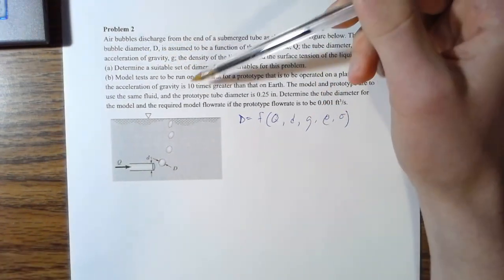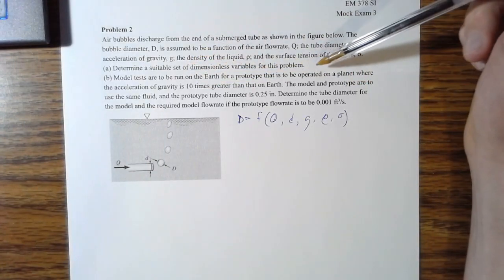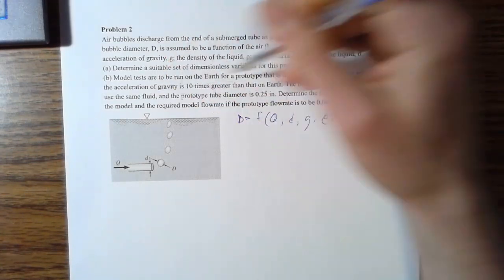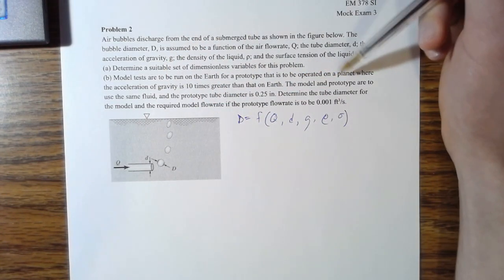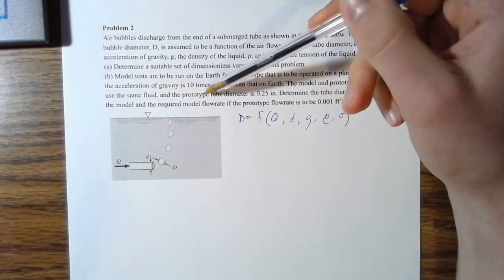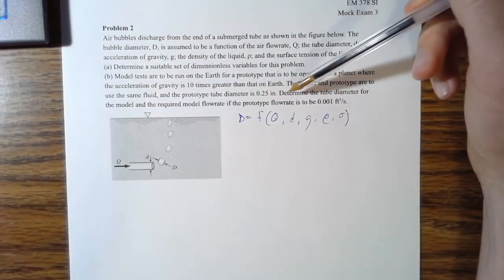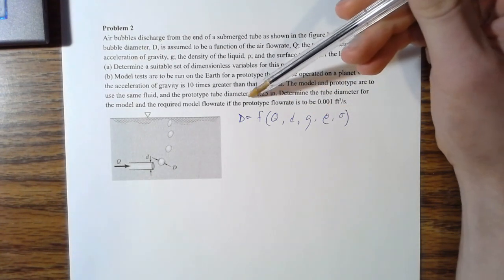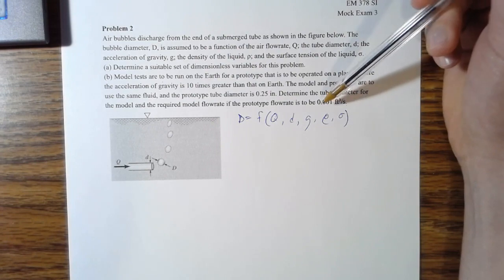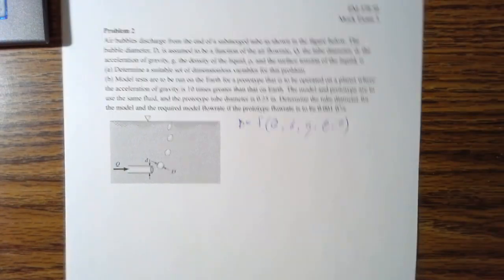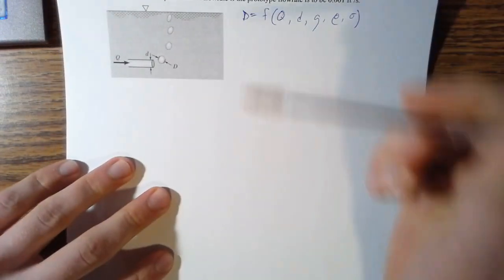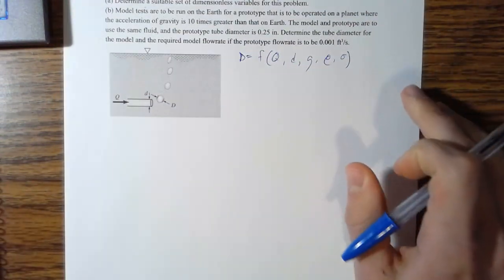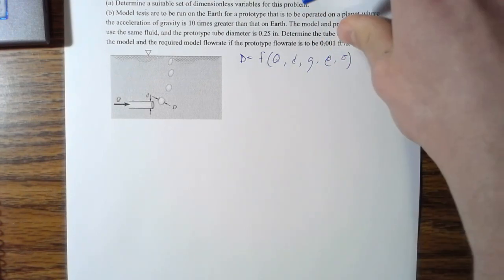That's part A. And then B is: model tests are to be run on Earth for a prototype that is to be operated on a planet where the acceleration of gravity is 10 times greater than that on Earth. The model and prototype are to use the same fluid, and the prototype tube diameter is to be 0.25 inches. Determine the tube diameter for the model and the required model flow rate if the prototype flow rate is to be 0.001 feet cubed per second. So we'll start with part A, set up our dimensionless variables, and then we'll do part B.